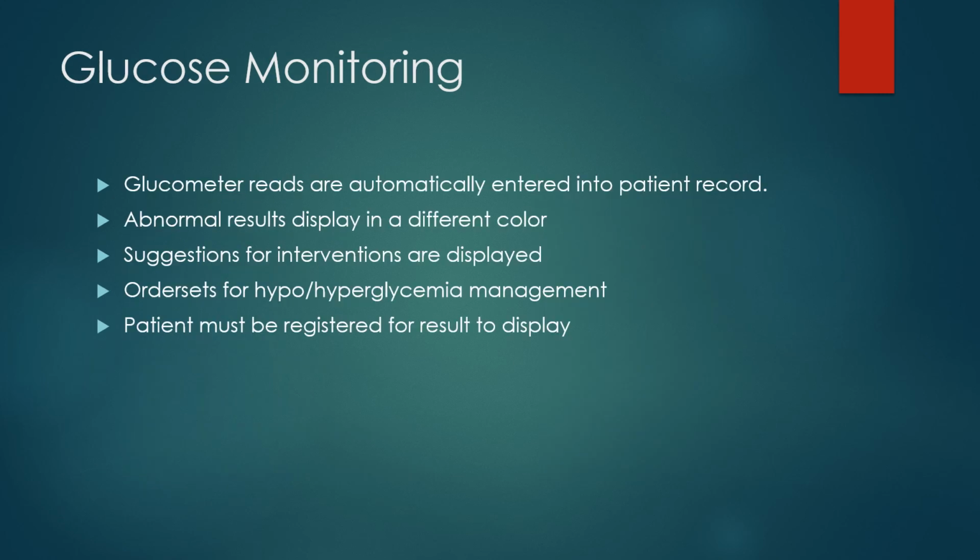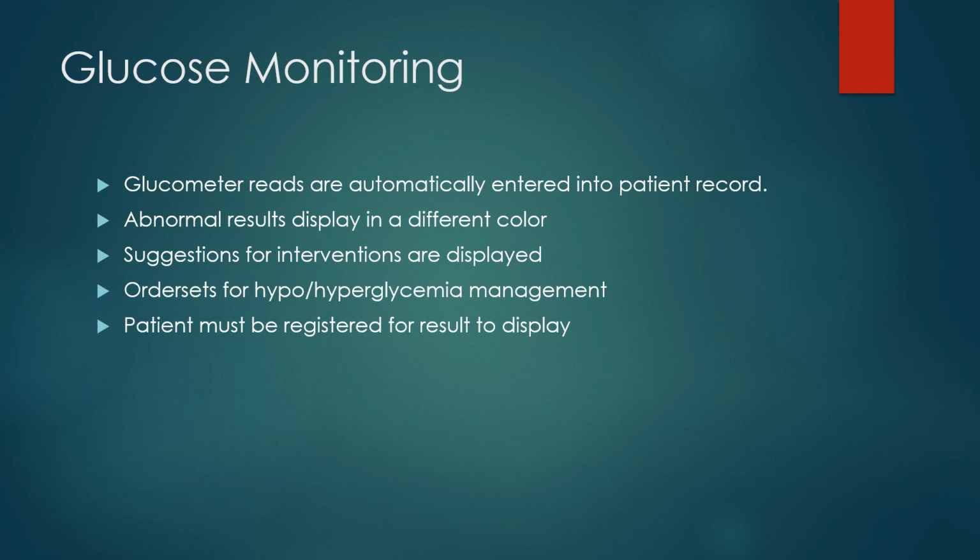Glucose monitoring: glucometer reads are automatically entered into a patient chart. Once again, easy identification of abnormal results. They're in a different color. It gives you suggestions for interventions, and we can order sets or power plans for abnormal findings. So we have a hypoglycemic order set, and it'll give you guidelines on how to manage that care.